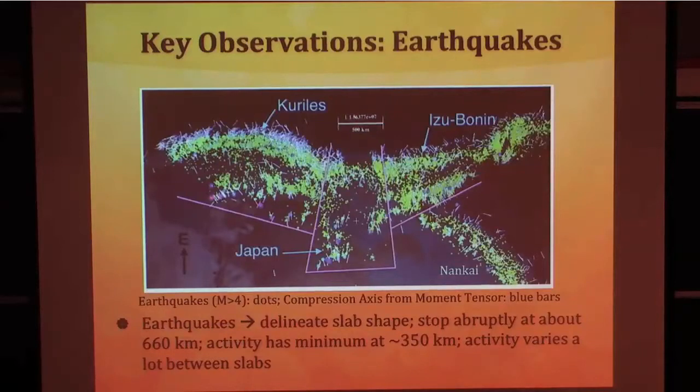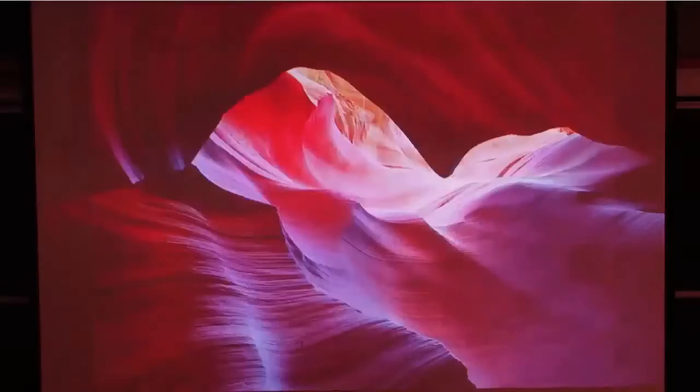Okay. So the next observation as we go down is seismicity. Seismicity is important because it tells us about the shape of the slab, but it also is limited because we only have seismicity in the upper mantle. The seismicity stops abruptly at about 660 kilometers. It has an activity minimum around 350 kilometers, and this activity varies a lot between slabs. To illustrate this, this is a view looking down into the earth, looking east.